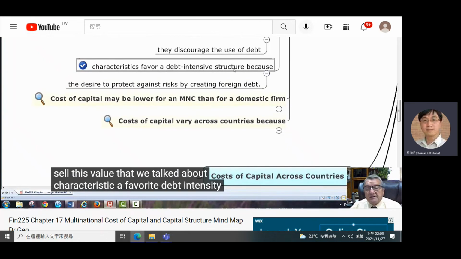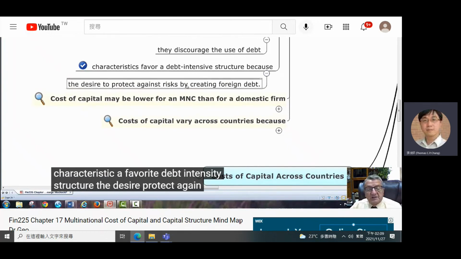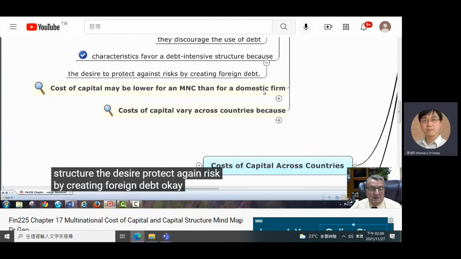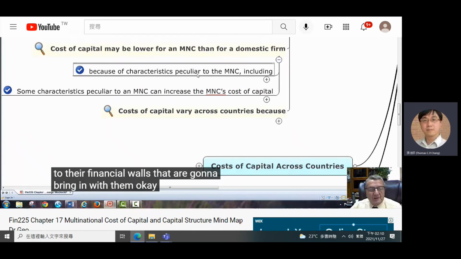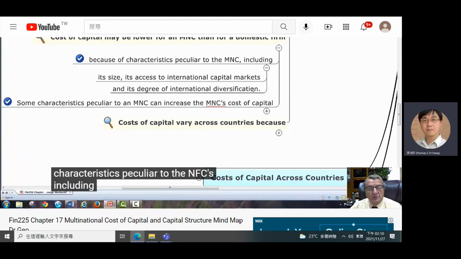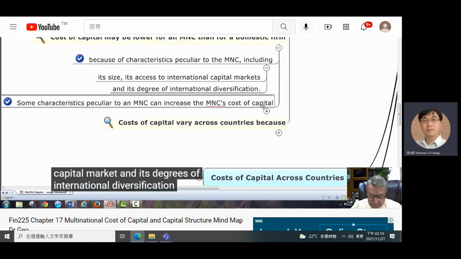Characteristics favoring a debt-intensive structure include the desire to protect against risk by creating foreign debt. Okay, it could be a poison pill. I got so much debt that I have to pick up all the debt. Do I want to buy that? It's almost like a marriage. You're going to marry someone else. I love the person, but see what the credit score is, because you're adding on to their financial woes that you're going to bring in with them. Okay, because of characteristics peculiar to the MNC, including its size, access to the international capital market, and its degree of international diversification.